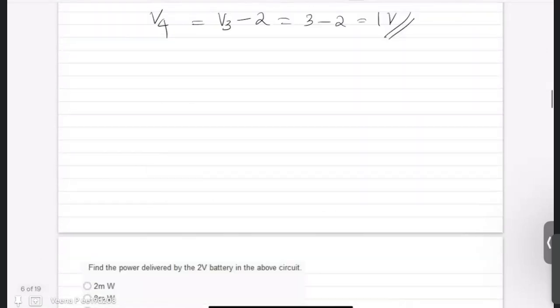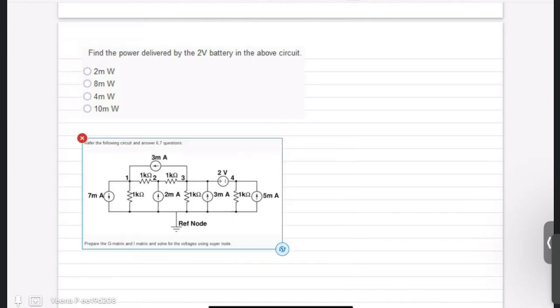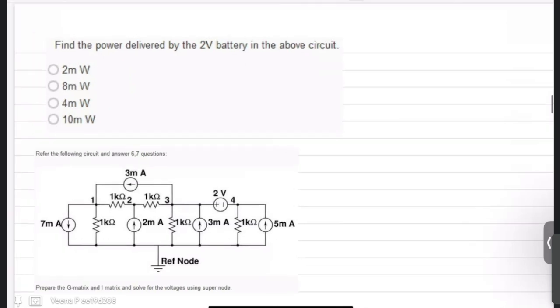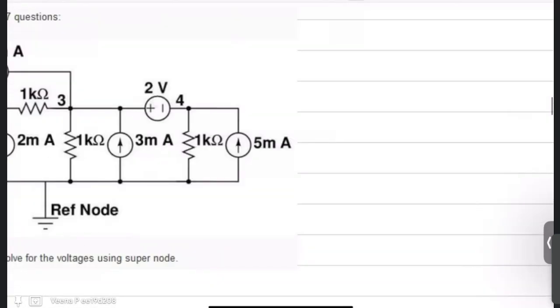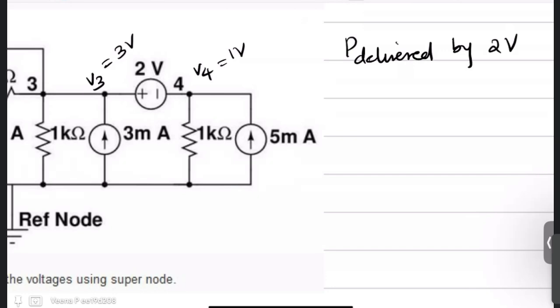Now let us move on to the next question, which is a continuation of the same question. So you are asked to find the power delivered by the 2 volt battery source. Now you see this 2 volt, this is V3 and this is V4. V3 you obtained as 3 volts and V4 as 1 volts. You are asked to find how much power is delivered by 2 volts.